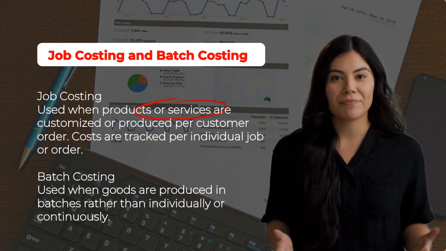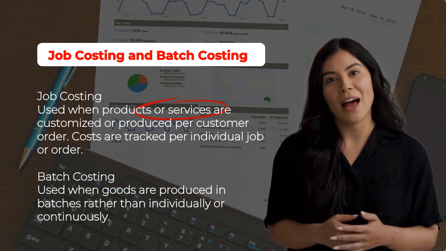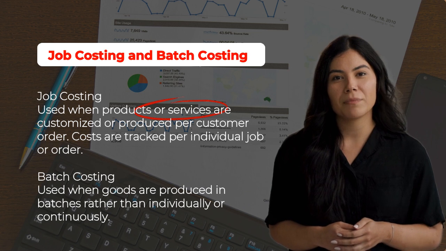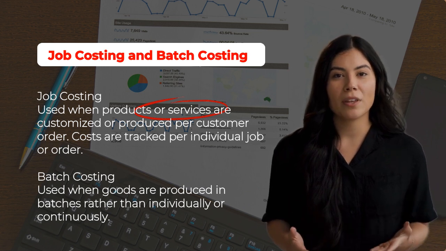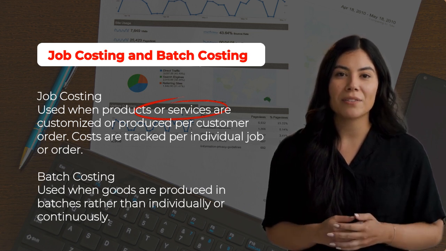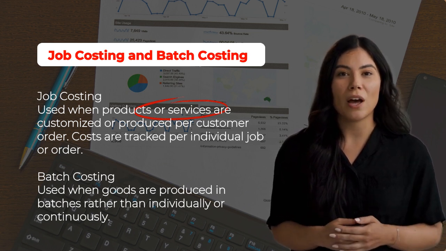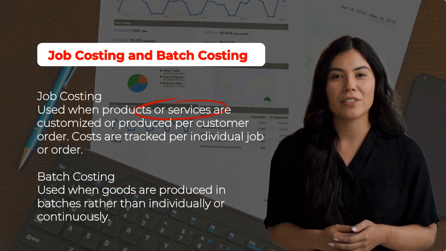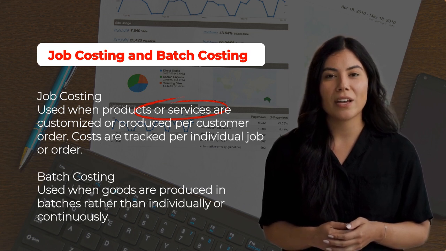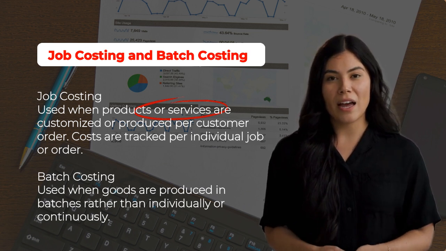Batch costing, used when goods are produced in batches rather than individually or continuously. Cost is ascertained per batch, then divided by units to get cost per unit. Common in garment, shoe, and pharmaceutical industries. Efficient for standardized products made in medium-sized lots.